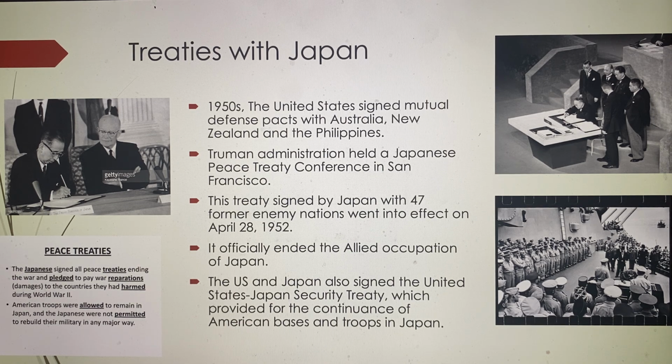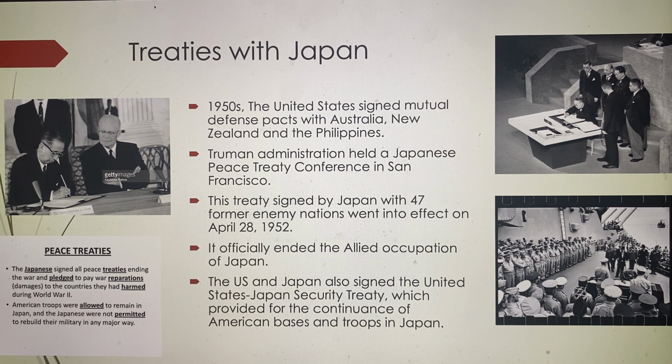The United States and Japan also signed the United States-Japan Security Treaty, which provided for the continuance of American bases and troops in Japan. So here we have Japan coming into San Francisco and signing the treaty with 47 of its former enemies. Can you believe that? What an amazing thing. So Japan signing the treaty here.